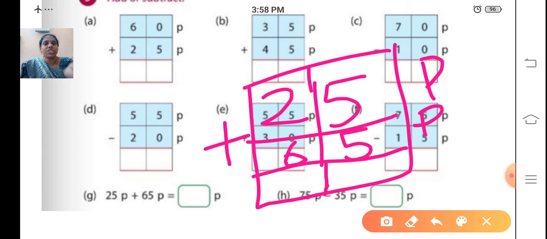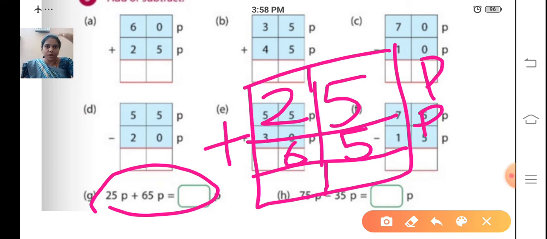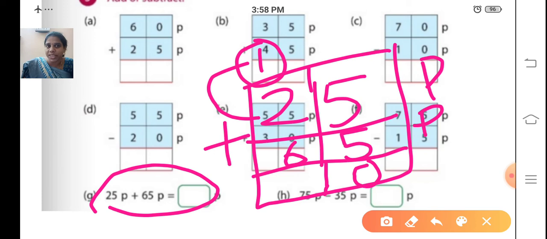How to do addition if your sum is like this? Just write the numbers one below the other. First write 25 paise, then below it 65 paise. Shall we do this now? 5 plus 5, 10. 0, and 1 will be carried over. Then 1 plus 2 is 3. 3 plus 6 is 9. 90 paise. So the answer is 90 paise. This you all will do, right?